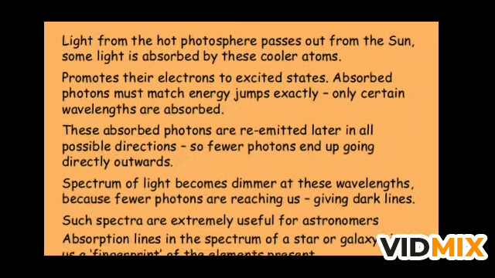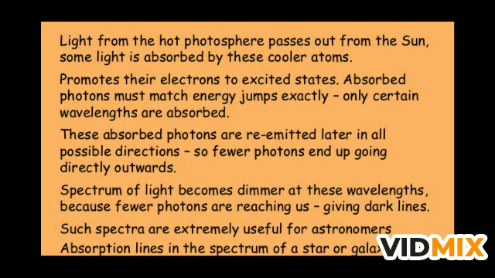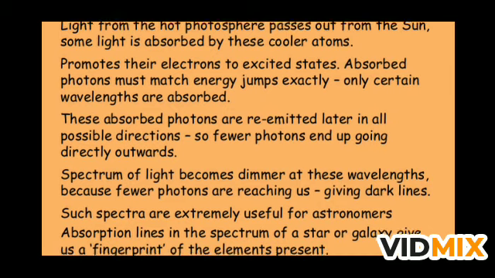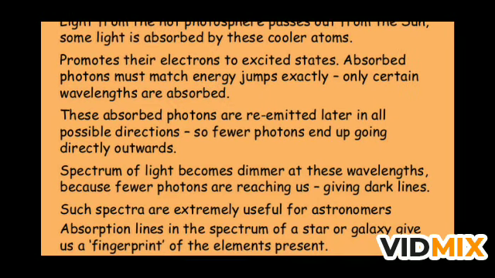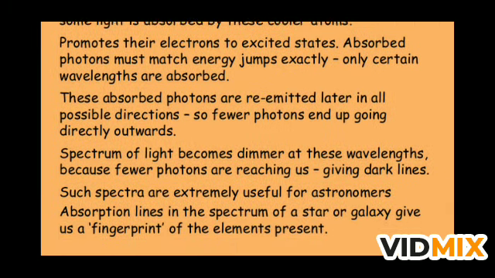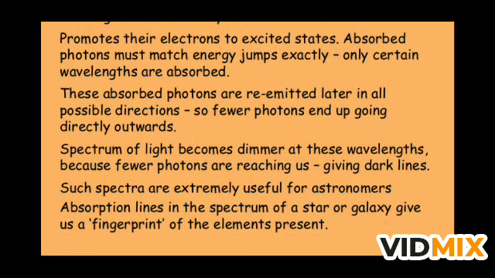Light from the hot photosphere passes out from the sun. Some light is absorbed by these cooler atoms, which promotes their electrons to the excited state. The absorbed photon must match the energy jump exactly, so only certain wavelengths are absorbed. These absorbed photons are re-emitted later in all possible directions, so few photons end up going directly outward. The spectrum of light becomes dimmer at these wavelengths, because fewer photons are reaching us, giving dark lines.